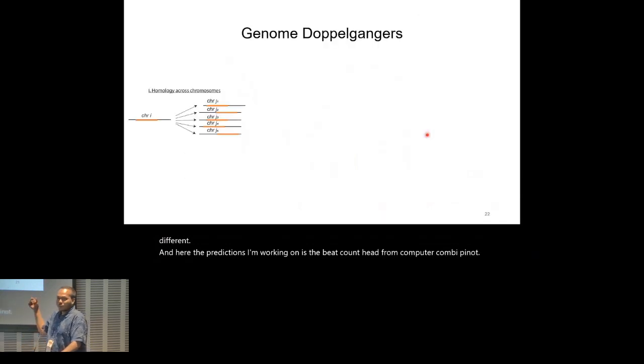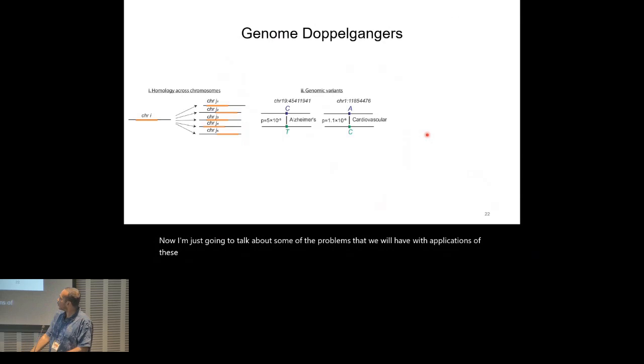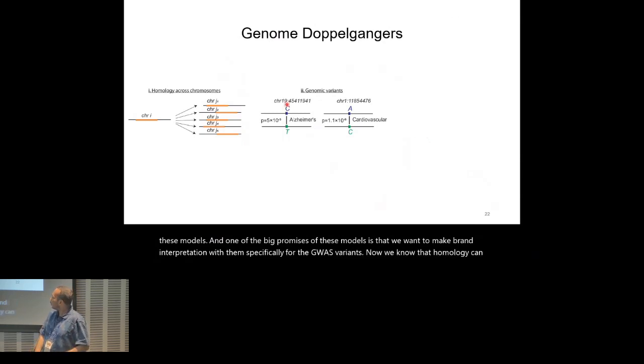Now, I'm just going to talk about some of the problems that we will have with applications of these models. One of the big promises of these models is that we want to make variant effect predictions with them, specifically for the GWAS variants. Now we know that homology can appear across chromosomes.